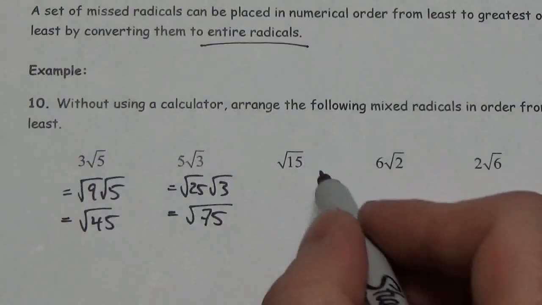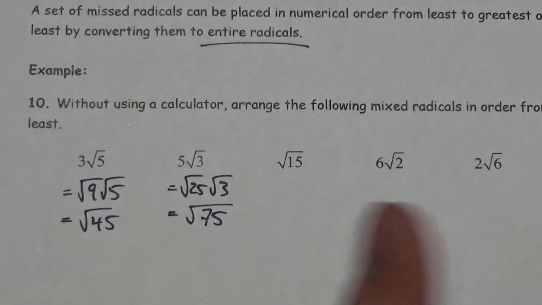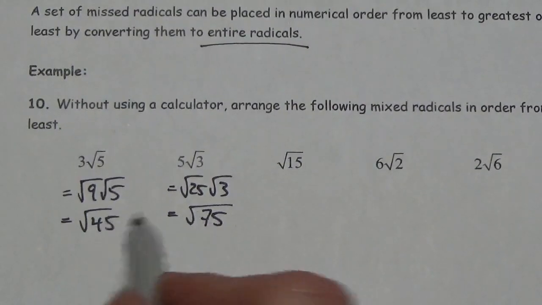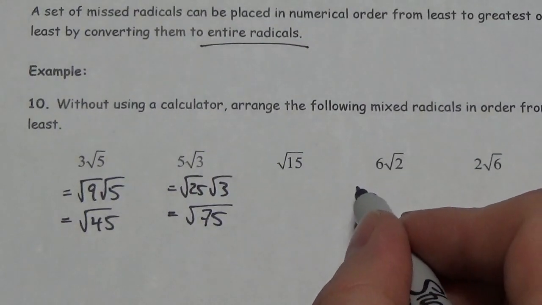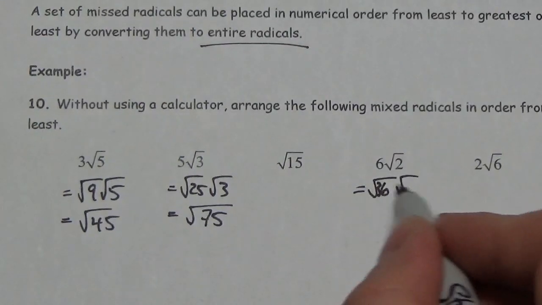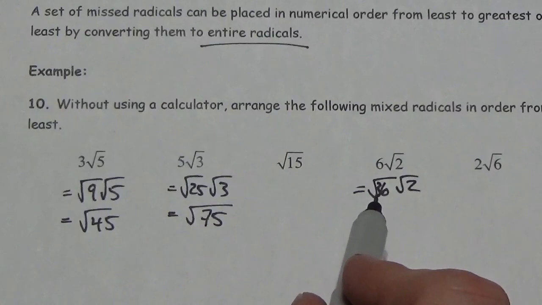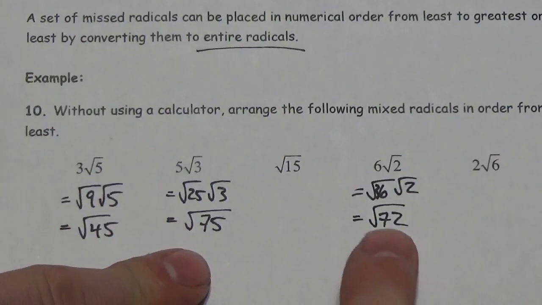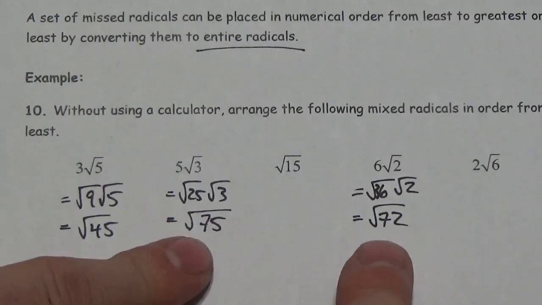This one's bigger here. Root 15, it's already in entire radical form. And this is a small one already. It's smaller than both of these. 6 root 2. 6 is the square root of 36. I didn't give myself any room there. So 36 times 2 is going to be the square root of 72. Ooh, look at that. Those are close.